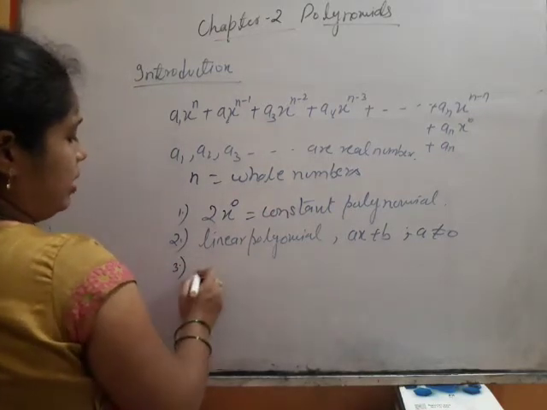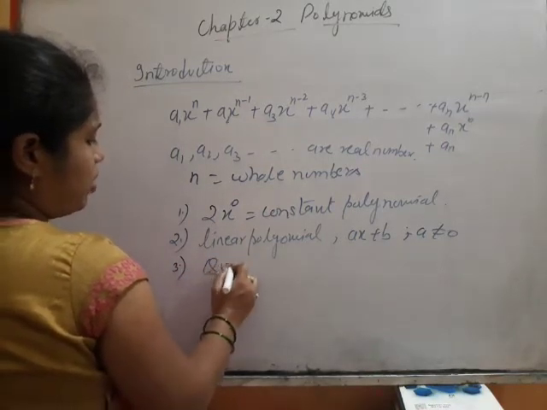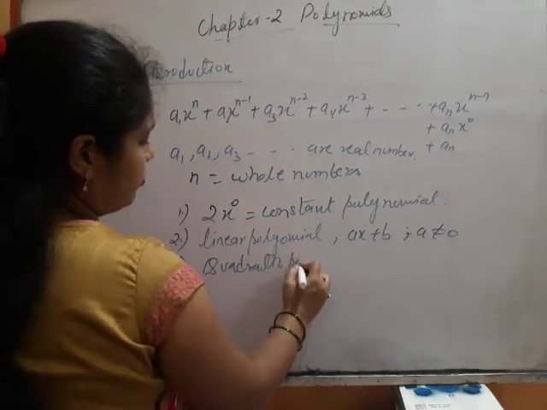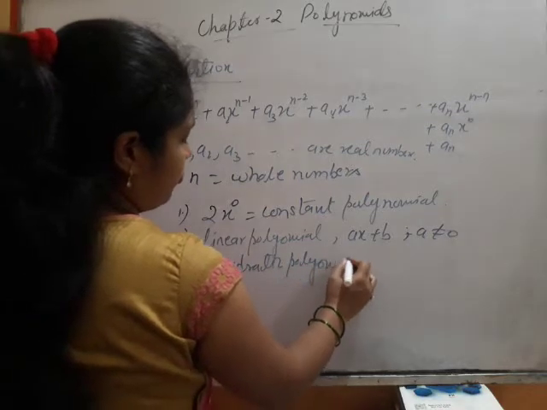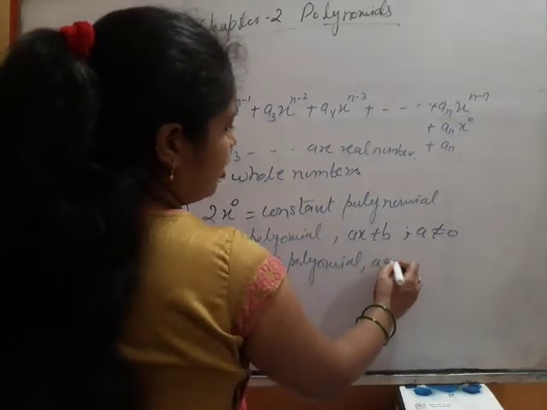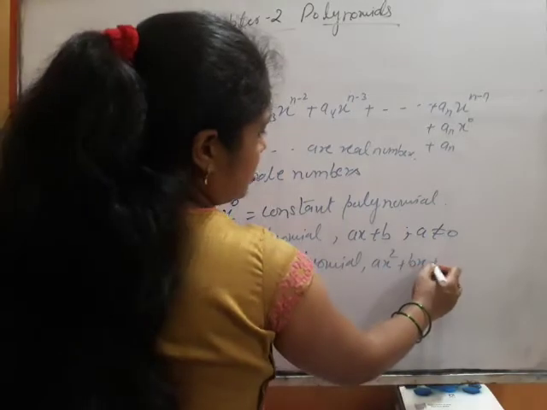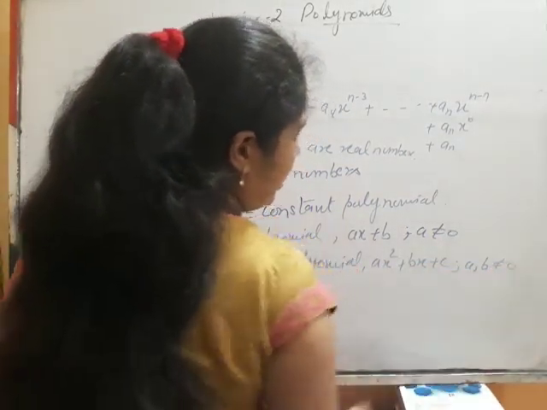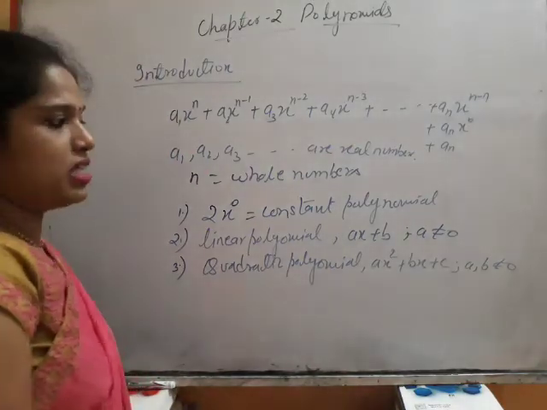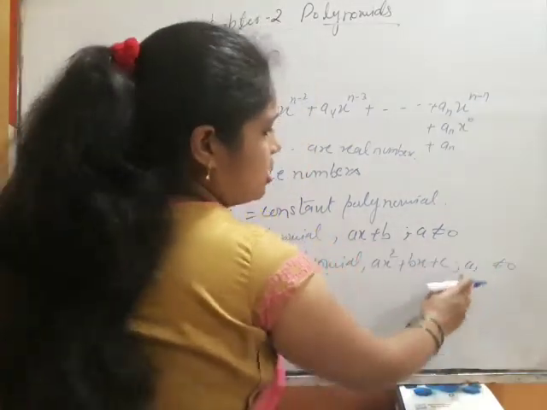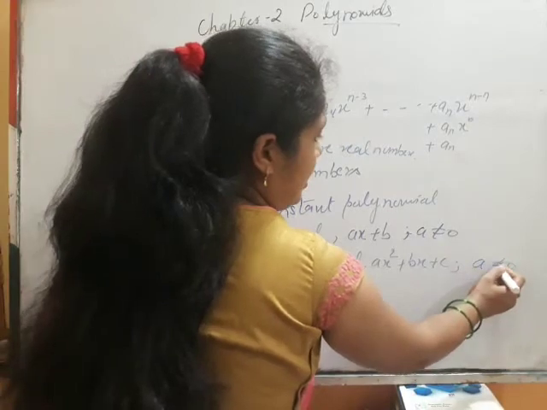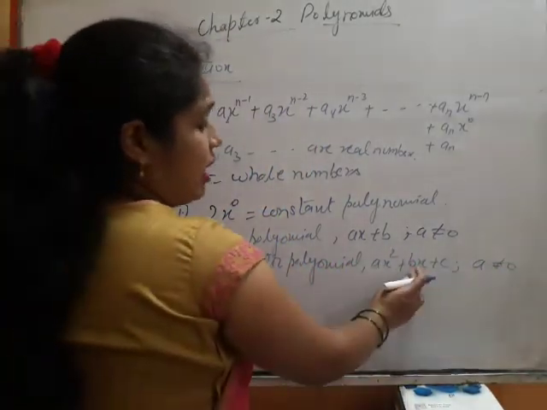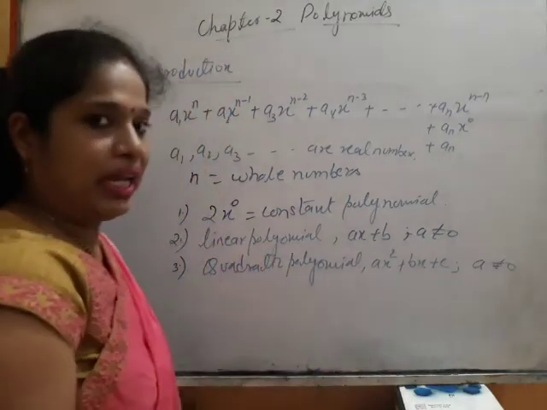Then the third one is the quadratic polynomial. The general form is ax square plus bx plus c, where a should not be 0. Why? If a is 0, then it will no more be quadratic. We are left with bx plus c, which will be linear.